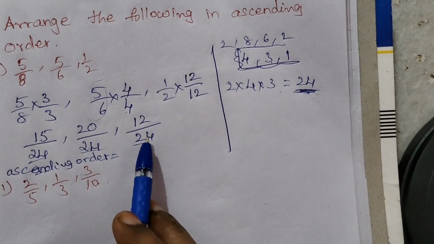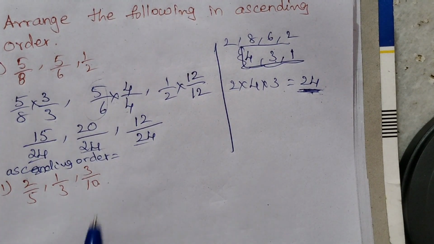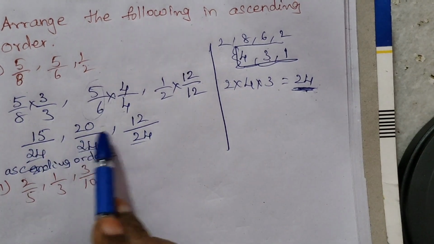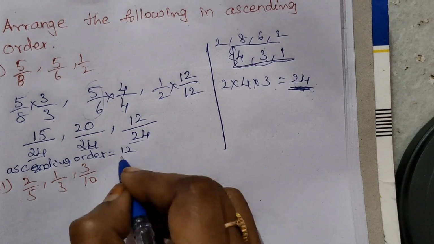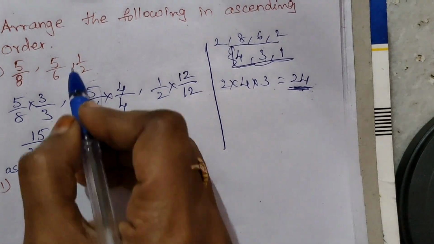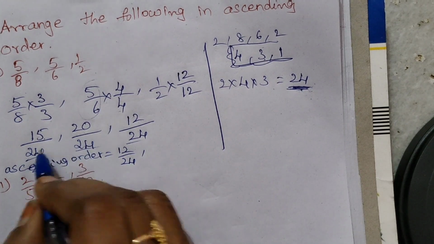Ascending order means small to big. Here denominators are same, so we have to compare numerators. Here 15, 20, 12. Here 12 is the smallest one. 12 by 24, 12 by 24 means 1 by 2. Okay. Next, 15 by 24.